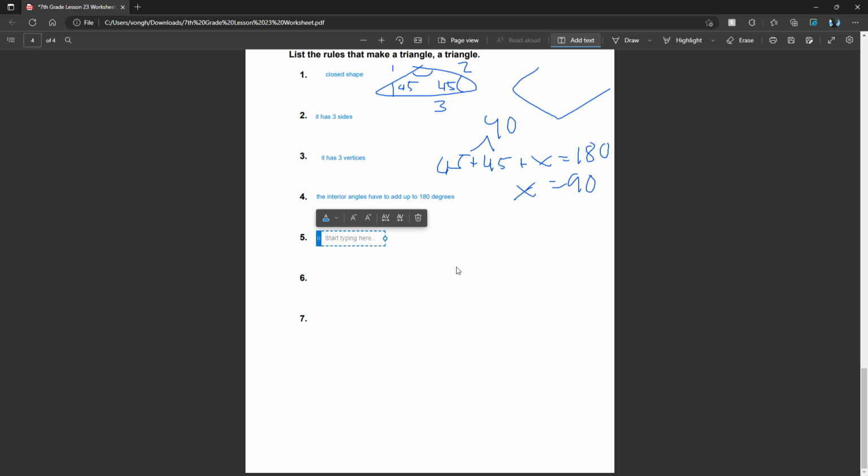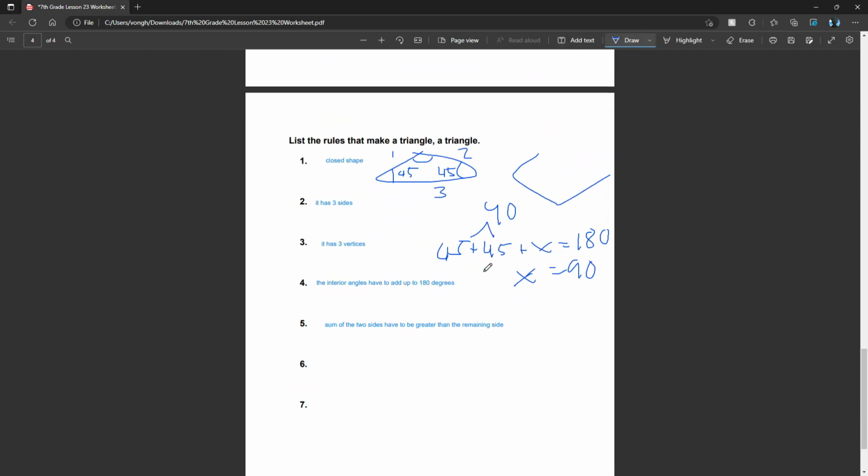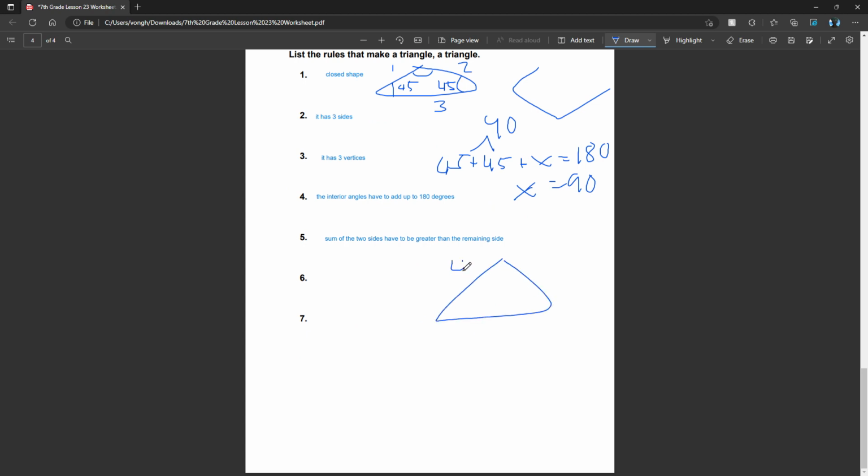So next thing, the sum of any 2 sides has to be greater than the remaining side. Say there was a triangle with sides 4, 3, and 5. In order for this to make a triangle, you take two sides and add them, and it always has to be greater than the other side. So 4 plus 3, that's 7. 7 is greater than 5. Or 4 plus 5, that's 9. 9 is greater than 3. Or 3 plus 5, that's 8. That's greater than 4. So if it can do that, then that's going to be a triangle.